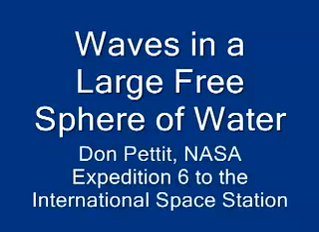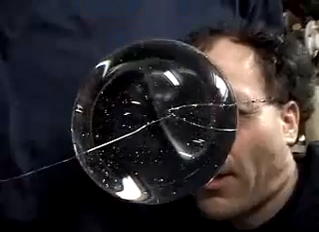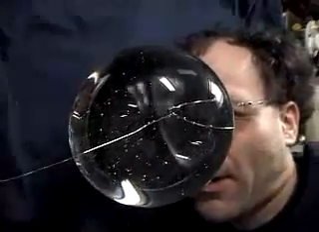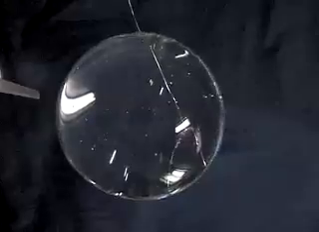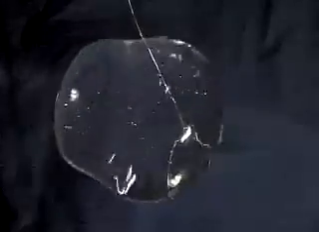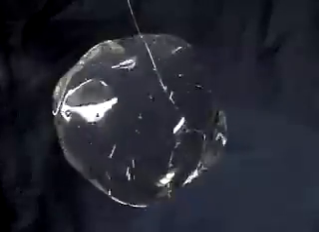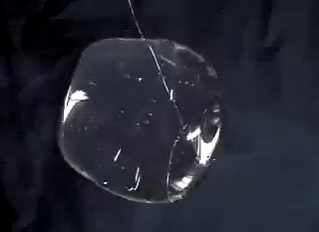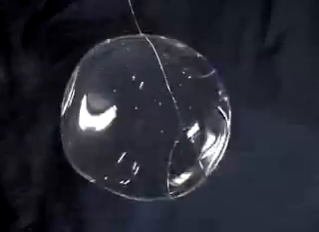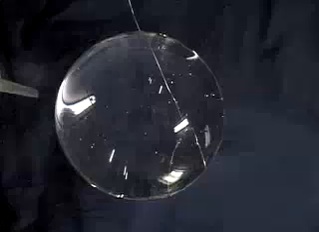Waves in a large free sphere of water. Here we have a large free sphere of water about the size of my head, 130 millimeters in diameter, and we put a puff of air, 10 cc's in 100 milliseconds, radially directed in from the side, and look at the resulting waves. And there's a combination of surface waves and body waves that go through this sphere.